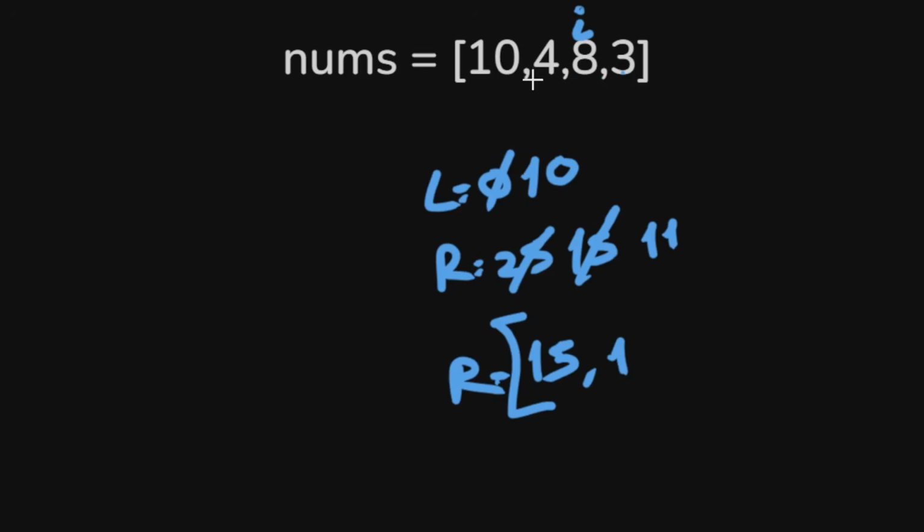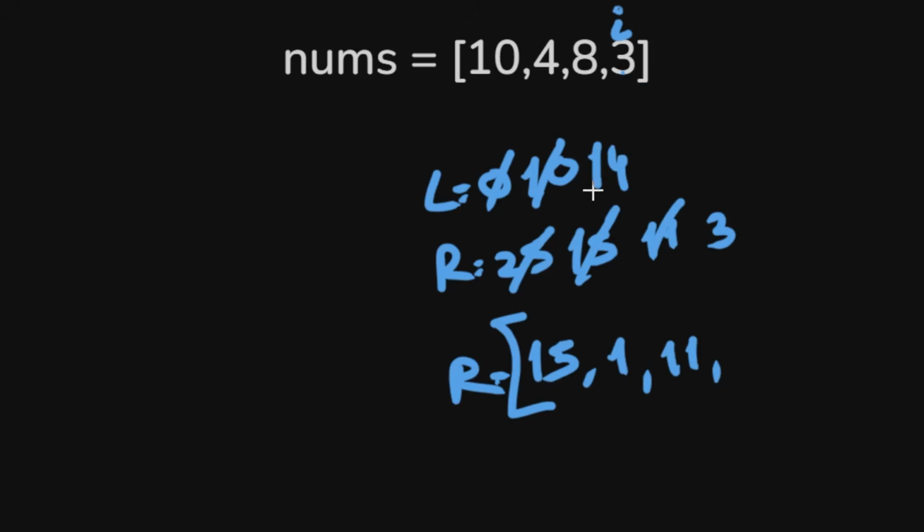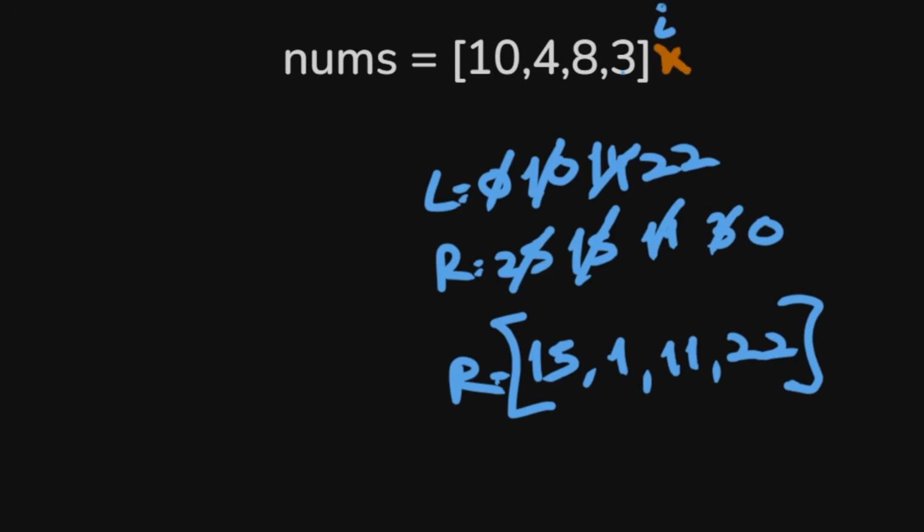Next we are here, so we add 4 to left, and this is 14. And we need to subtract 8 from 11, so this is now 3. The absolute difference between these two numbers is 11. Next we are here, so we do 14 plus 8, this is 22, and 3 minus 3, this is 0. The absolute difference here is 22. Now the I pointer is out of bounds, so we can return this array.